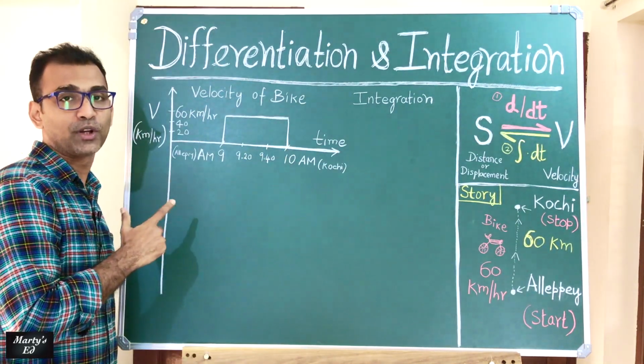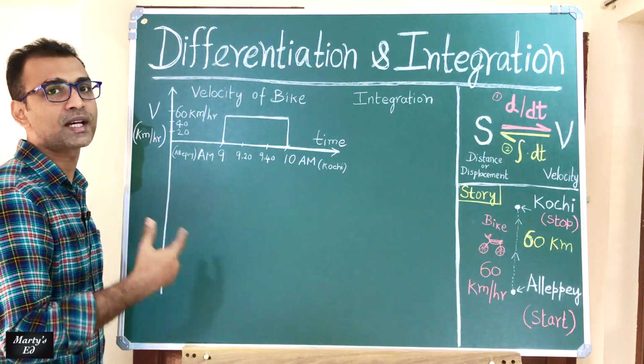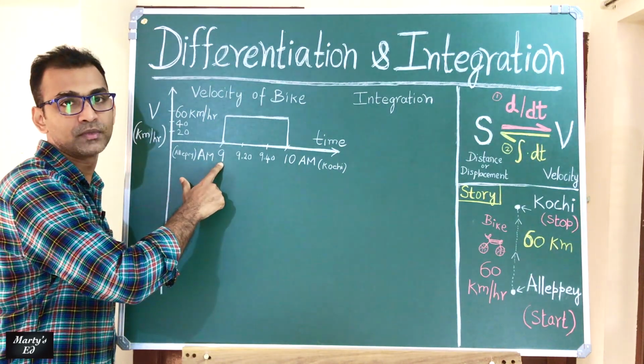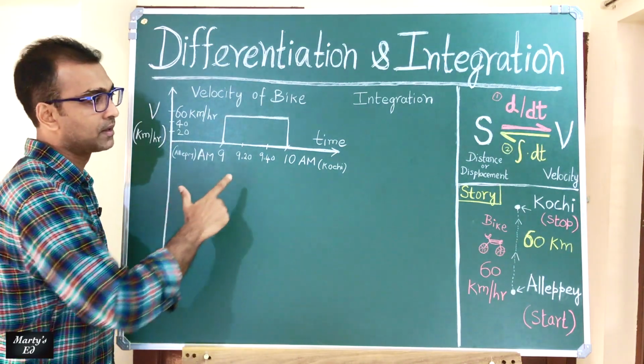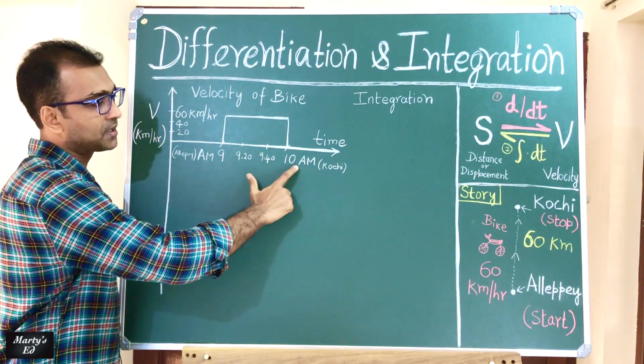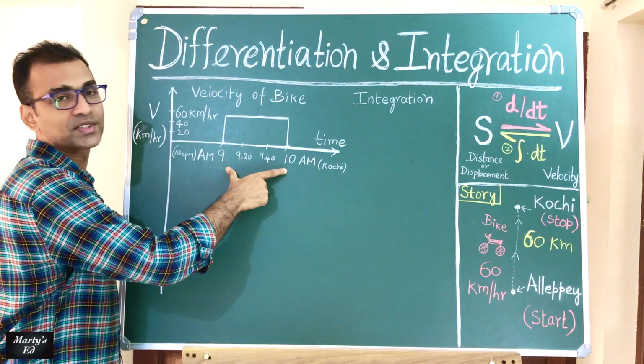This is going to be the velocity function. Say I'm going to start the bike at 9 a.m. and as I am traveling at 60 kilometers per hour, I'll reach Kochi at 10 a.m. So it will take 60 minutes, right?